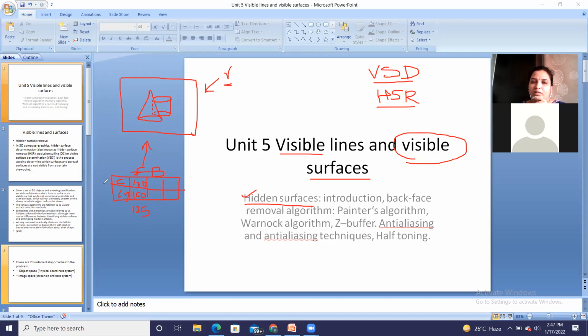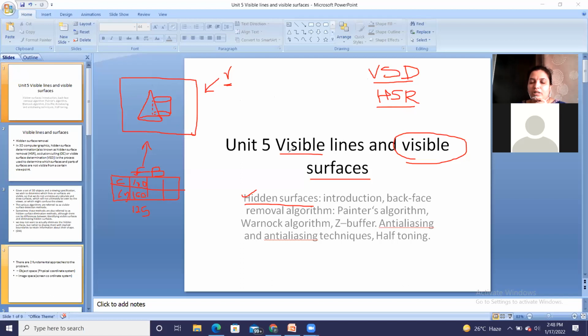So it efficiently uses the memory for displaying the objects. Okay, so that is the main use of detecting or finding out the visible surfaces and visible lines. In this way, we can have a clear concept about the objects. And the second is we can efficiently use the memory by detecting the visible surfaces and visible lines.